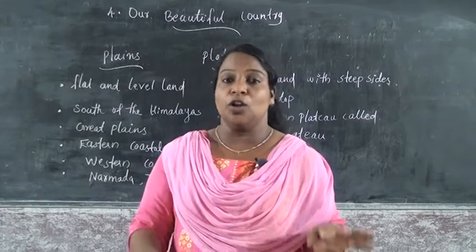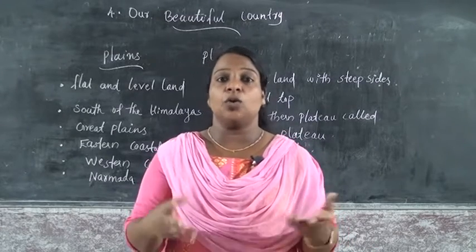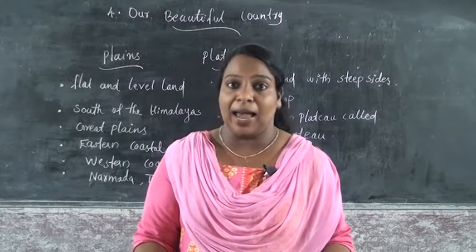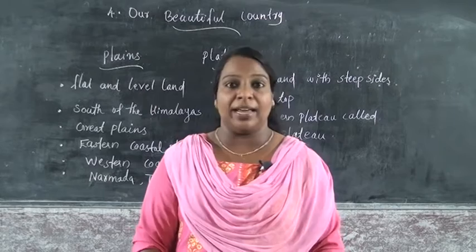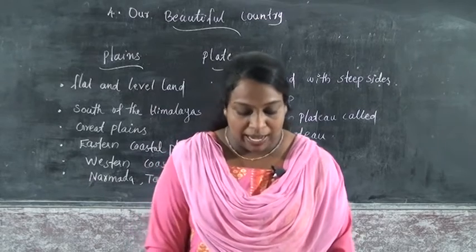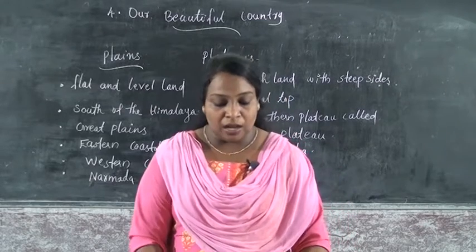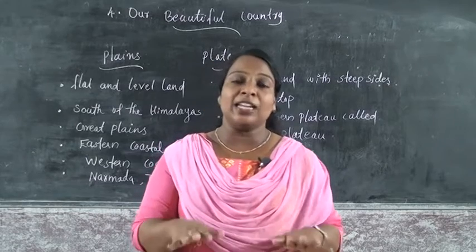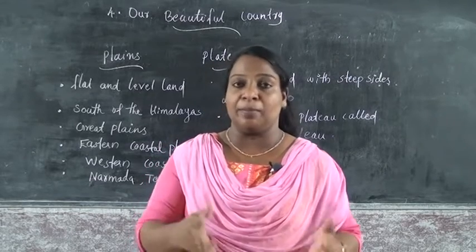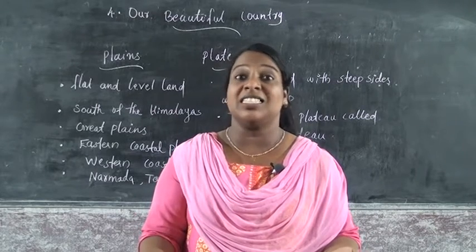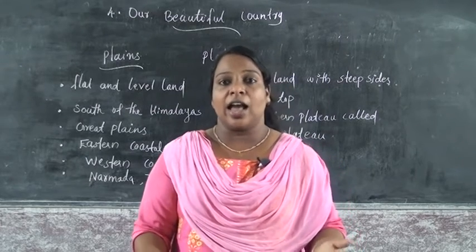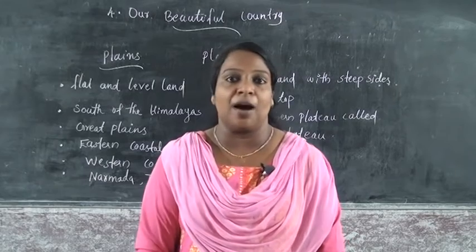That is also true. So in this class we discussed what plains are and what plateaus are. Plains means a flat level land. And what is a plateau? A high land with steep sides and a flat top is called a plateau. The important things are the Great Plains and the Deccan Plateau. Okay children, I hope you all understood this part. Thank you.